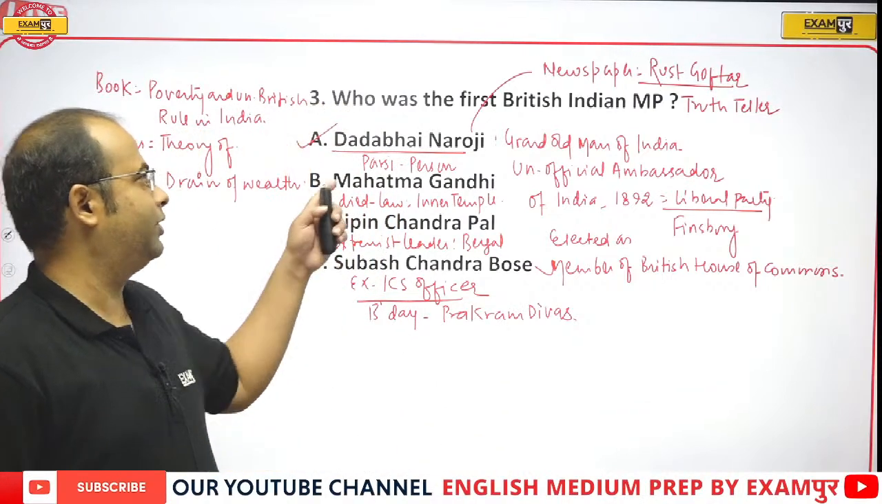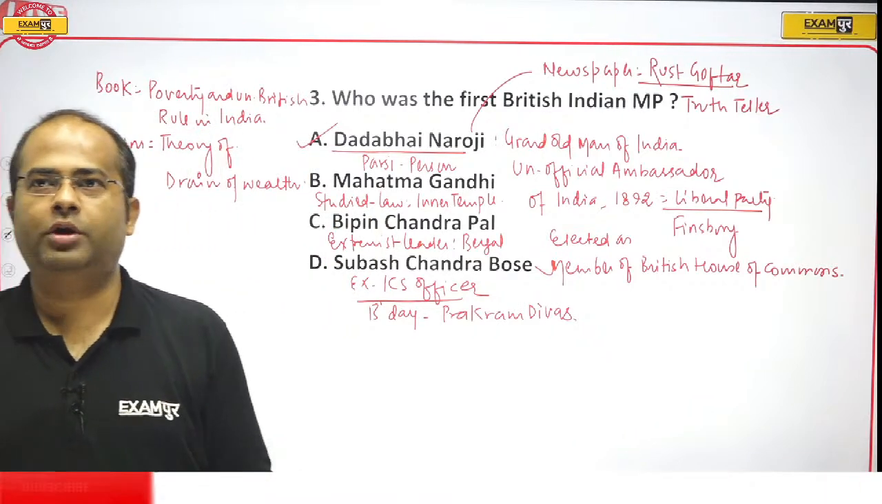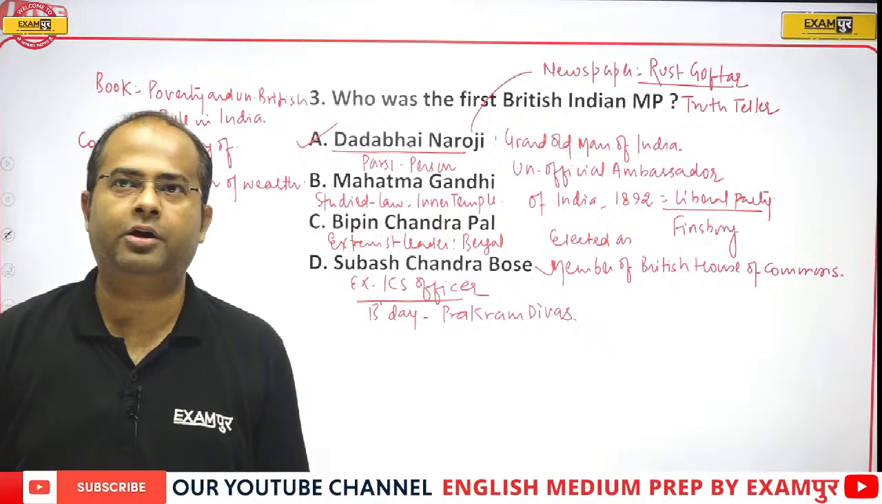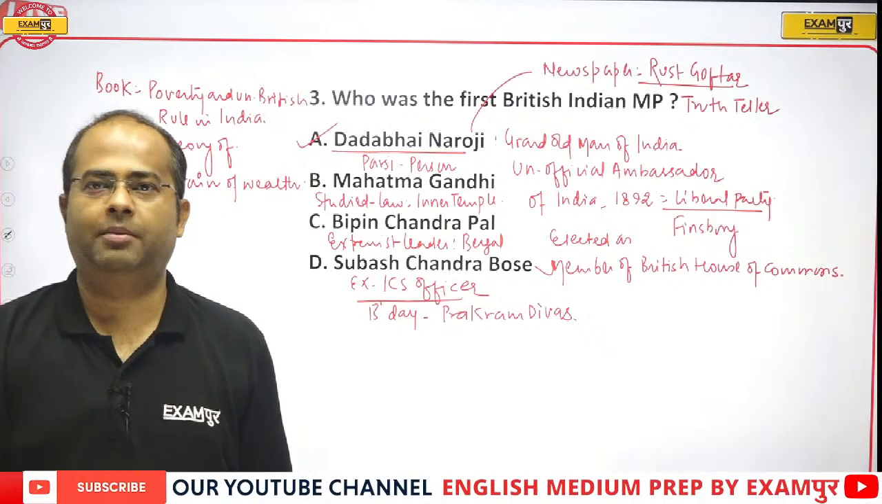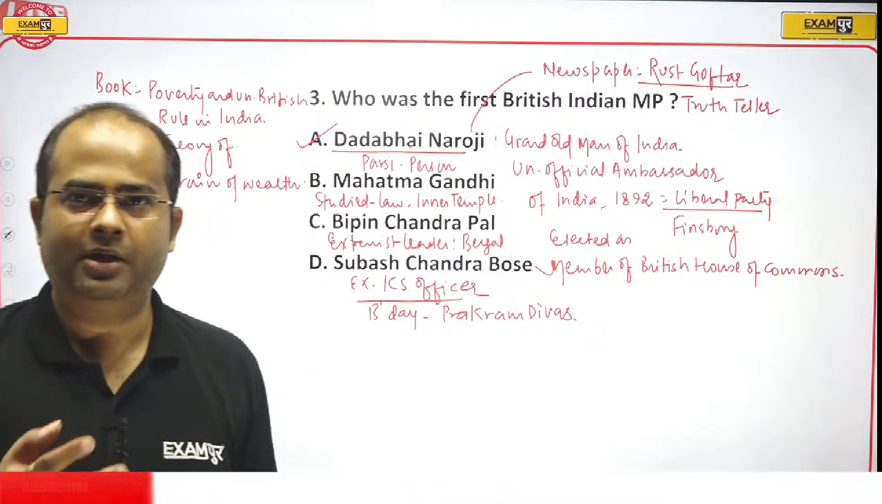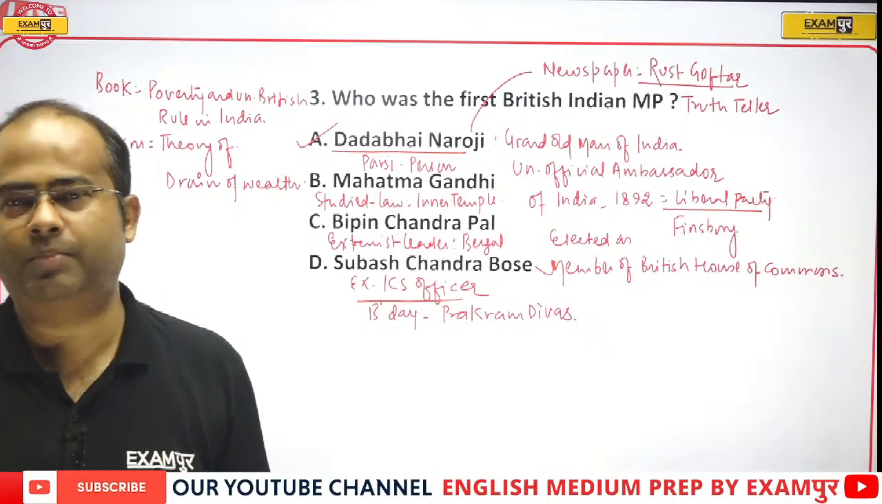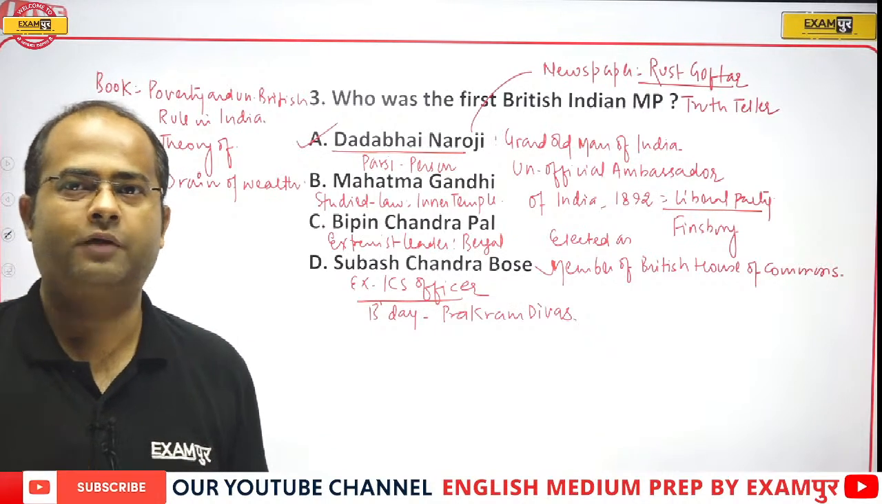Therefore, my dear students, the correct answer will be option A, that is Dada Bhai Naoroji, who is also called the Grand Old Man of India and unofficial ambassador of India. And in 1892, from Finsbury, he was elected as the member of the British Parliament, that is the House of Commons.